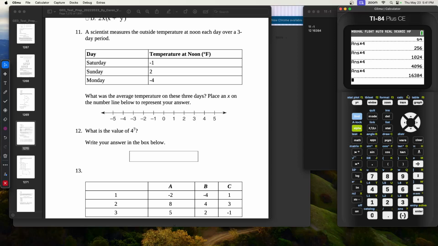Actual answer is 16,384. Actual answer 16,384. Are you guys seeing this number on your calculator? Definitely the easiest way is just do 4 exponent 7. But if you need to do 4 times 4 times 4 times 4 times 4 times 4 times 4, feel free to do that, right? I just want you guys to be able to see this number on the calculator before we move on. Let me know once you get 16,384.